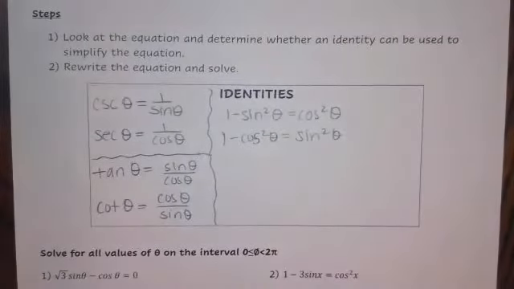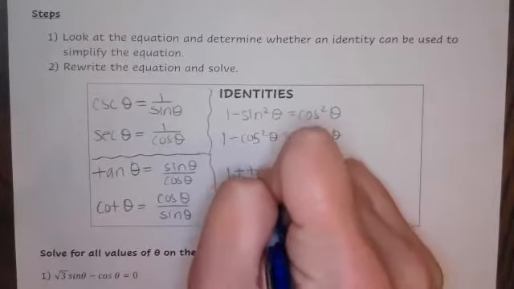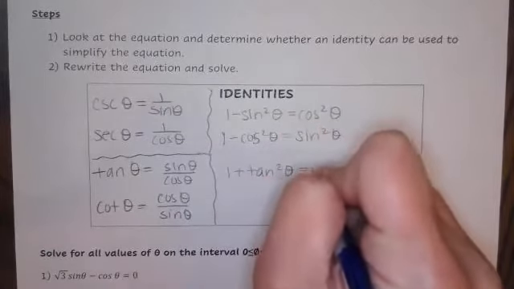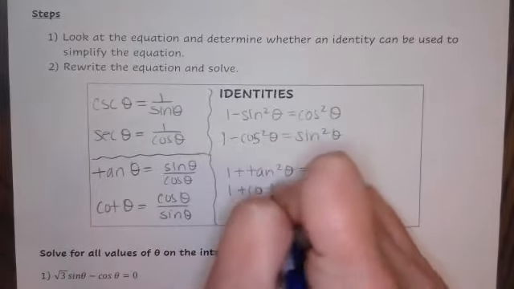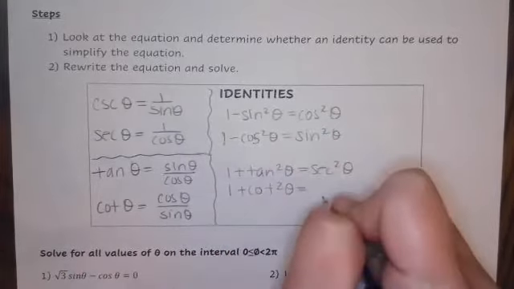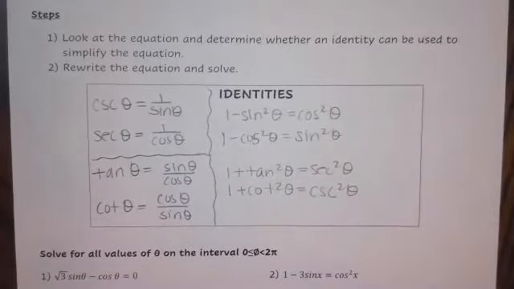It's probably the most popular one, the one you use most often. So if you know no other ones, make sure you know those. And then we've got 1 plus tangent squared theta is equal to the secant squared theta. And 1 plus cotangent squared of theta is equal to the cosecant squared of theta. So those identities are the ones that we're going to use most often when we're solving. Make sure that you know them. That way you can identify them in the equation, simplify, and be able to solve.